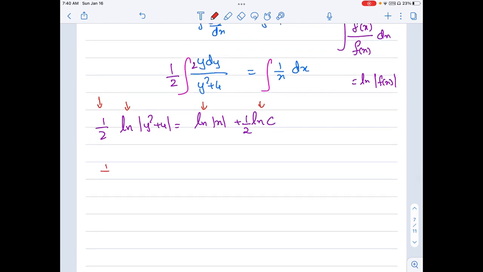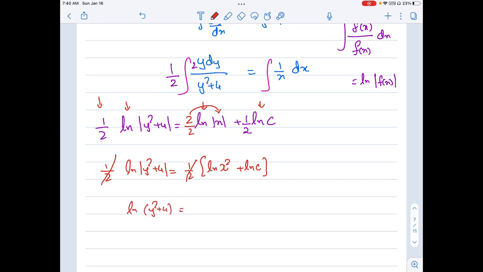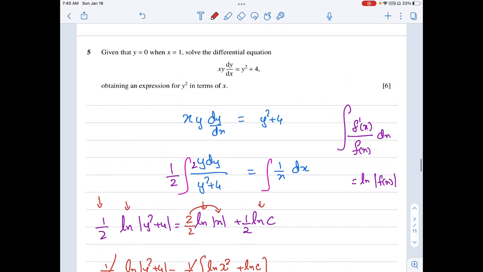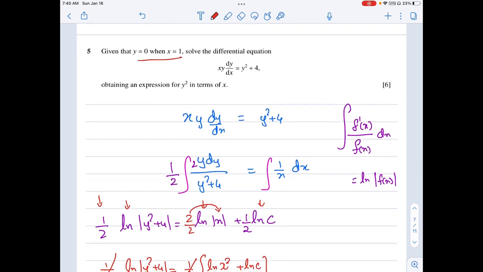So now 1 upon 2 ln (y square plus 4) is equal to, multiply over here with 2 and 2, so 1 upon 2, take common, ln x square, that 2 goes to the power of ln x square plus ln c. So 1 upon 2, 1 upon 2 cancels, that is the reason. So ln (y square plus 4) is equal to ln (c x square), ln gets cancelled, y square plus 4 is equal to c x square. Now has he given the values of y and x?